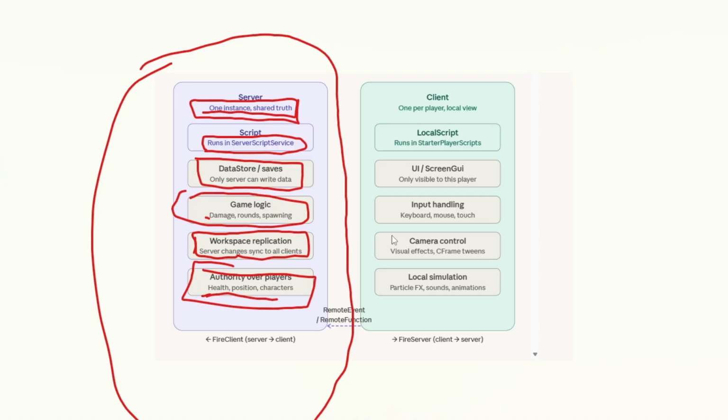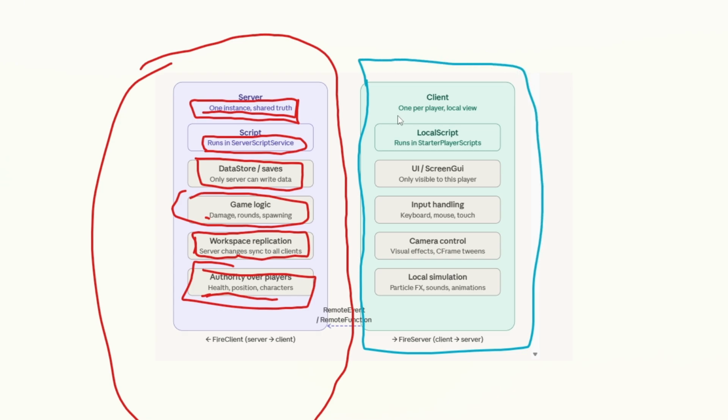So now we have the client here, and each player has their own client, so there's going to be multiple clients. And this is kind of like a local view. So the script that's used is the local script, which we already went over. And the changes we want to make here are like UI changes, which are only visible to this player. Or maybe like input handling, so if you want to check if a player pressed a certain key, or if they clicked their mouse, or if they touched their phone. And then also things like camera controls, so any visual effects or anything to do with changing their camera. And then we have like particle, sounds, animation, basically anything to do with the single player.